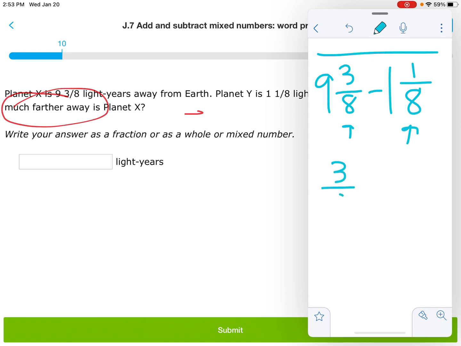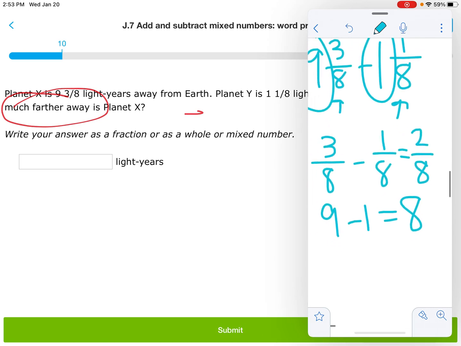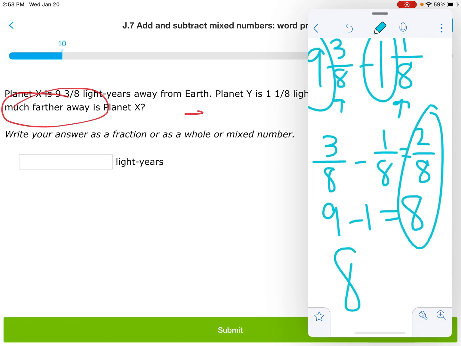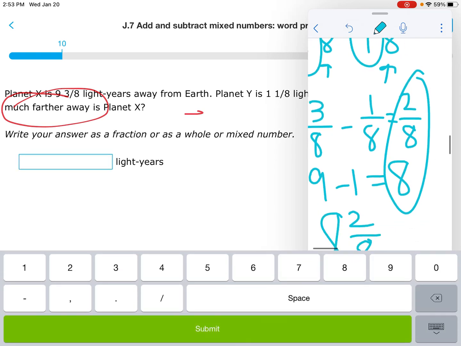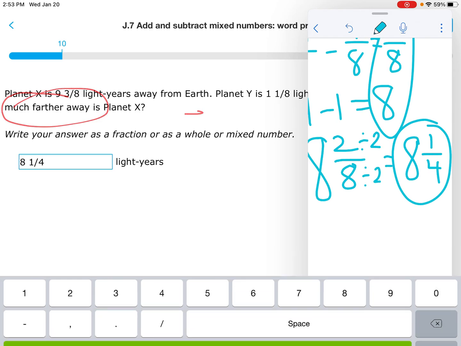Okay, so we start with our fractions. We have 3/8 minus 1/8. Well, our denominator stays an 8. 3 minus 1 is 2. Now we have to look at our whole numbers, so we're taking 9 minus 1, which is 8. So for an answer, we need to combine these two, 8 and 2/8. And we could simplify 8 and 2/8. We could divide both those numbers by 2. 2 divided by 2 is 1. 8 divided by 2 is 4. 8 and 1/4.